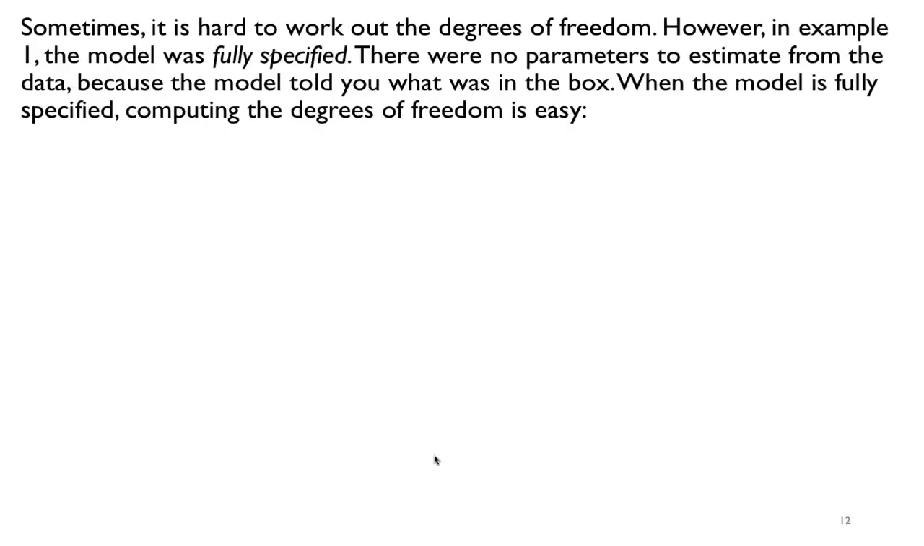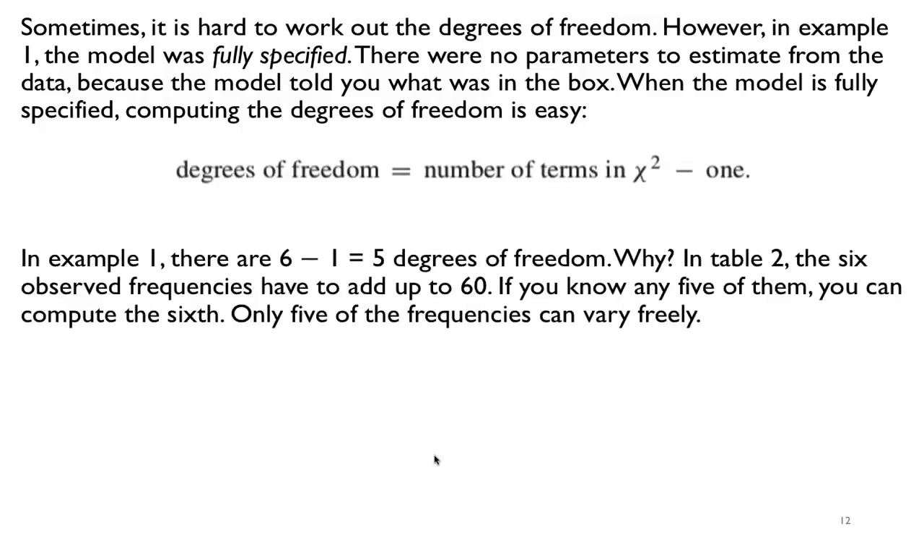And so for this problem, how do you figure out the degrees of freedom? Well, if the model is fully specified, as in this example, in other words, if we know all the parameters and there's no parameter to estimate from the data, if we know everything from the box, then the degrees of freedom is very easy. You find the number of terms in chi-square, and subtract 1. So in our example, there were 6 rows in the table, and so there are 6 terms. When we compute the degrees of freedom, that means that 6 minus 1 is 5.